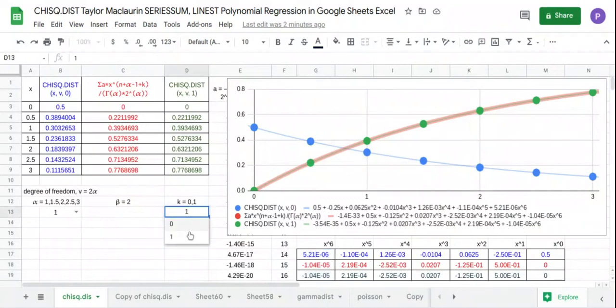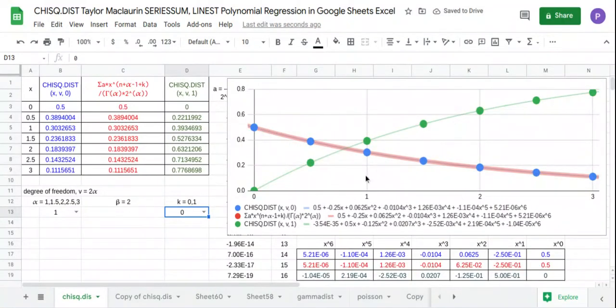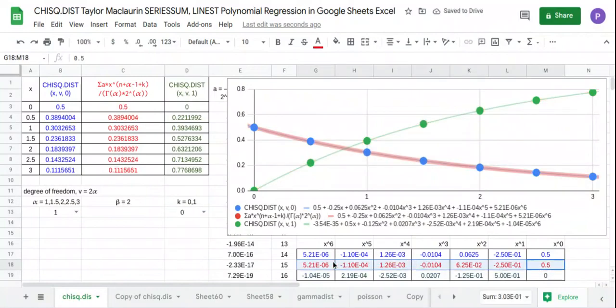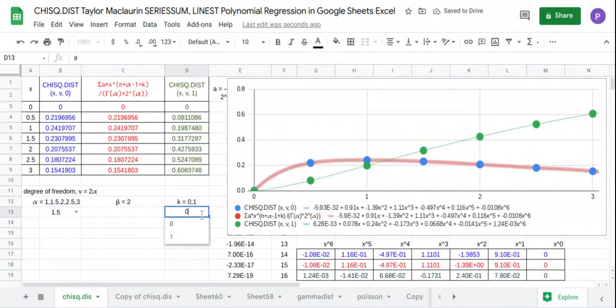We can toggle this to 0, and the expansion approximates the probability density function. Toggle it to 1, and the expansion approximates the cumulative distribution function. And these values also are the same as you toggle this to 0. These values are the same. We can go as far as 1.5, and we can toggle this.